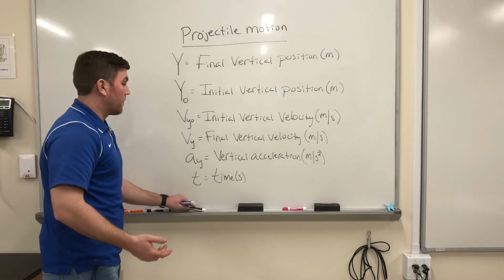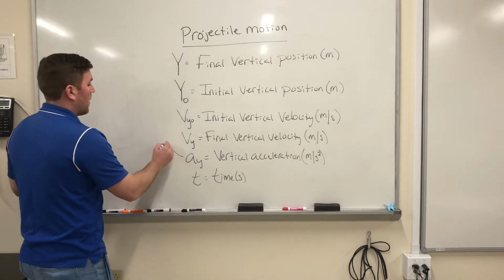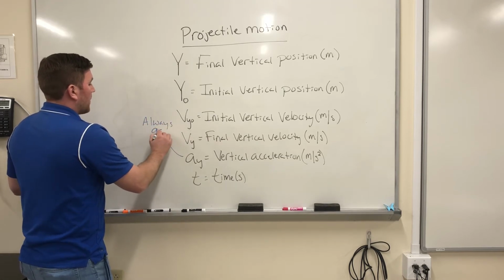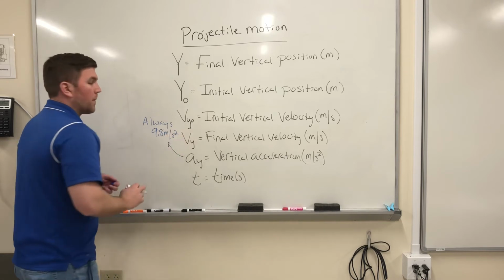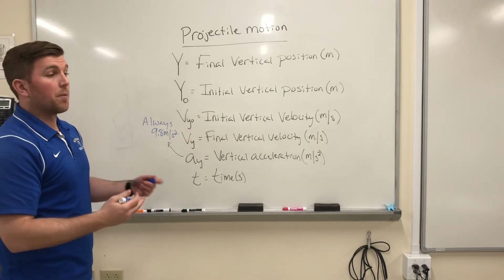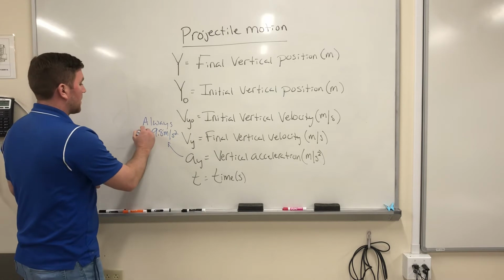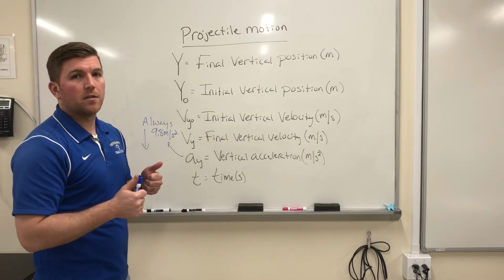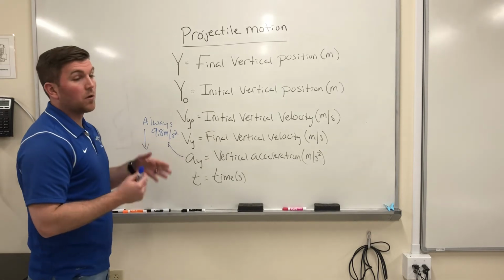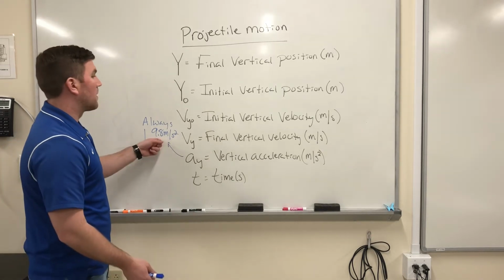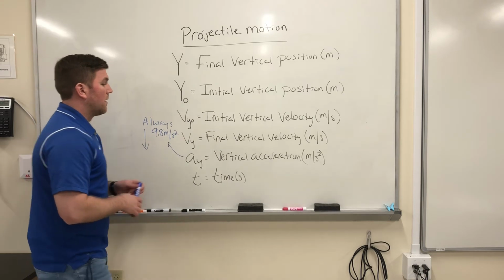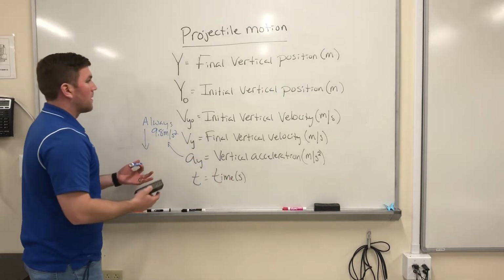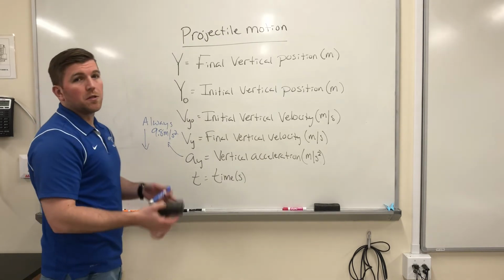Another helpful hint for the vertical side, AY is always 9.8 meters per second squared. The only thing you need to be careful of is whether it's negative or positive. Remember, it's always going to be accelerating downward. So if you have called up the positive direction, this must be a negative. If you call down the positive direction, you need to leave this as a positive number. So it's always going to be 9.8. The positives and negatives could change depending on the direction that you've chosen to be positive.